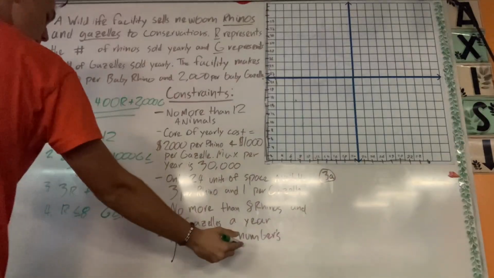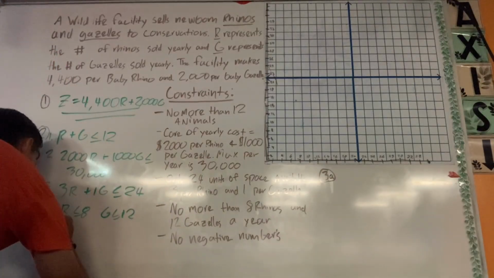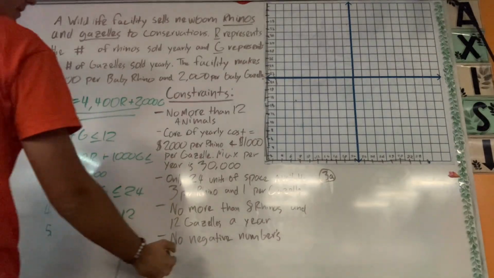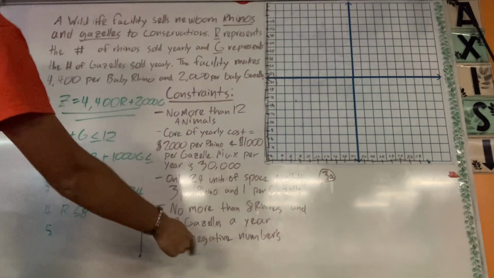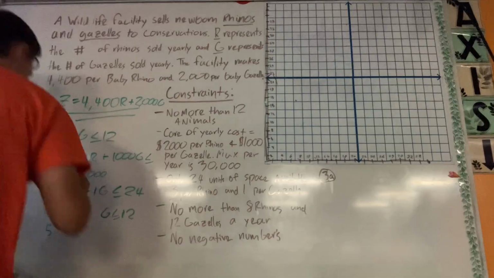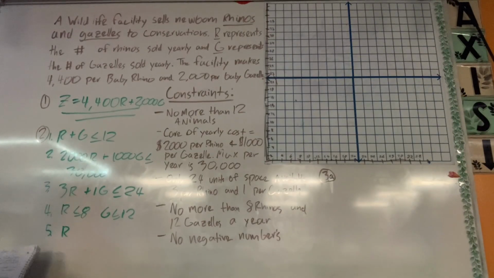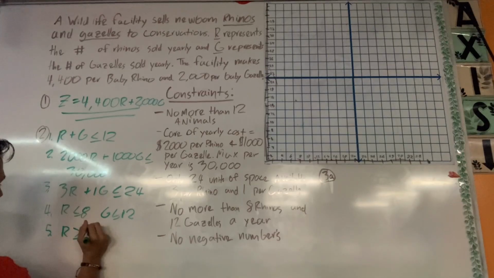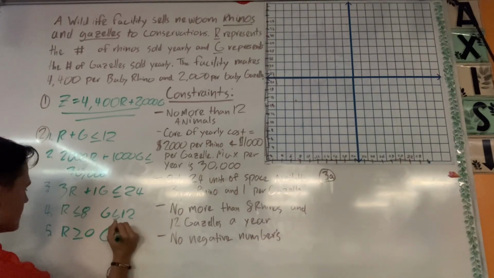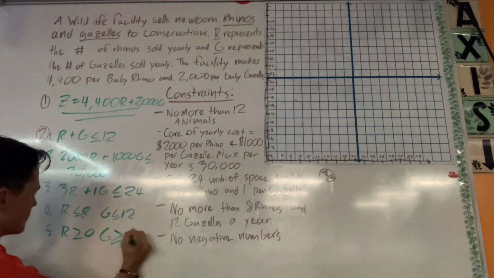Alright, lastly, a pretty basic one. We know that we cannot sell less than the amount that we already have. So we can't have any negative numbers. So R has to be greater than or equal to 0. And G has to be greater than or equal to 0.